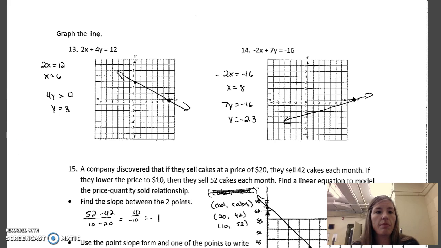Graphing in standard form. Find the x-intercept, find the y-intercept. X-intercept you find by letting y equal 0. The y-intercept you find by letting x equal 0. Plot those 2 points. Same thing for 14. Your x-intercept should be over here at 8, and your y-intercept should be over here at negative 2.3. That's one of those times that I think decimals are okay. It's easier for you to plot a negative 2.3 than it is for you to plot a negative 16 over 7. So actually do the division, take out your calculator, do that kind of work.